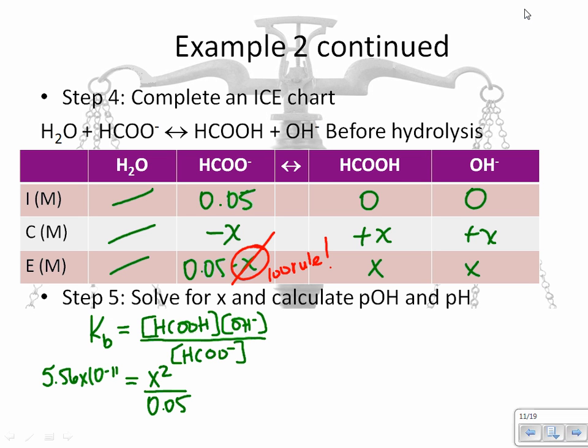Rearrange your equation, isolate for x. Don't forget to take the square root because you do have a square. That's a very common mistake. You should get a value of x of 1.67 times 10 to the negative 6 molar. And if you go back to your ICE chart, that is the same as the concentration of your OH minus.